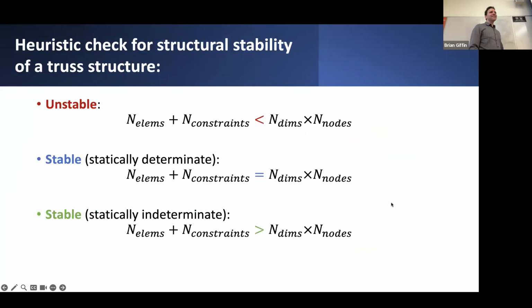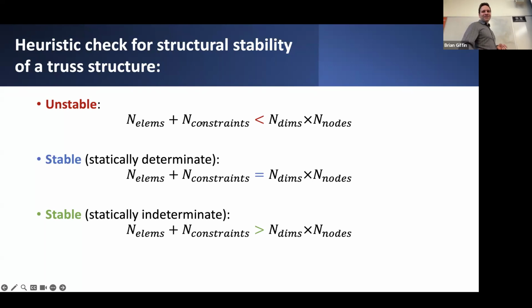Okay, so let's take a step back, all the way back to statics, and take a look at this particular problem in the context of some simple heuristics that you might have seen either in your statics class or strength of materials, or maybe even as recently as your structural analysis class. If we're looking at a truss structure, there's a simple heuristic that you can use to try to estimate whether or not a structure is stable.